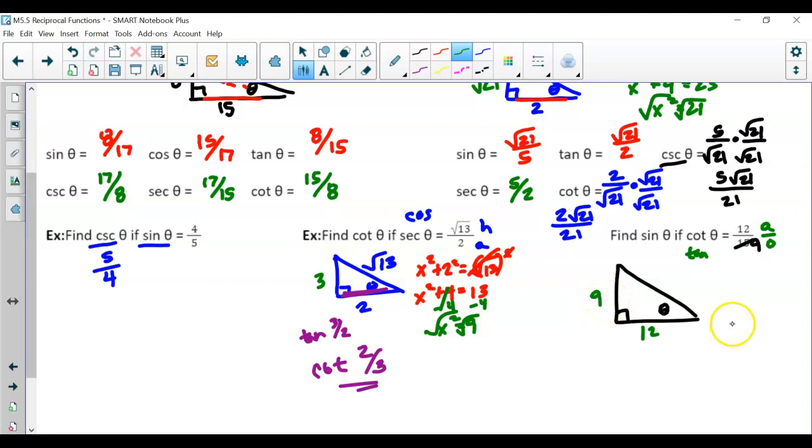So again, here to get the hypotenuse, Pythagorean theorem. 9 squared plus 12 squared is equal to x squared. So when you solved, you should have gotten 15. So now here we can see that sine is just good old opposite over the hypotenuse. So this is 9 over 15. Then of course you can simplify this to 3 over 5.